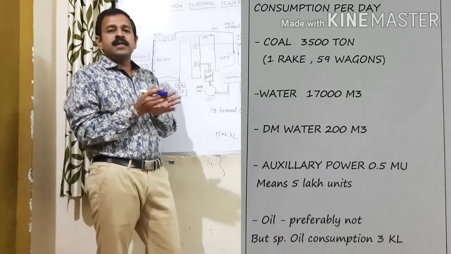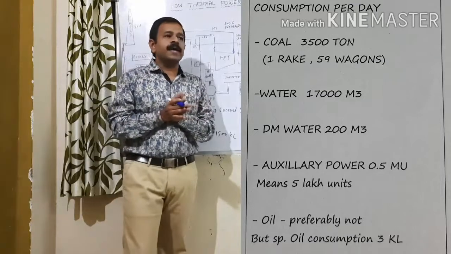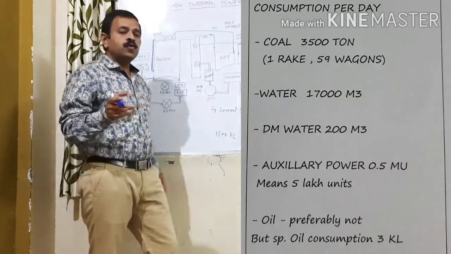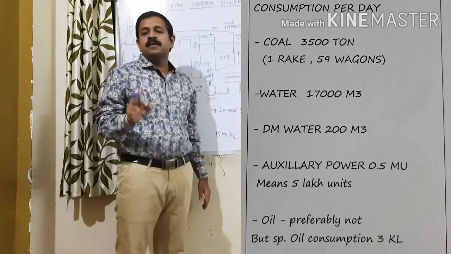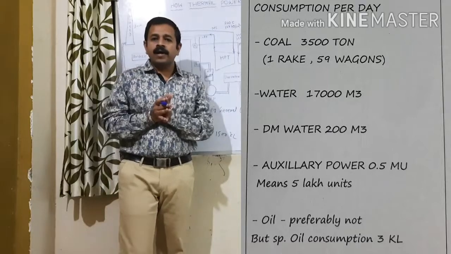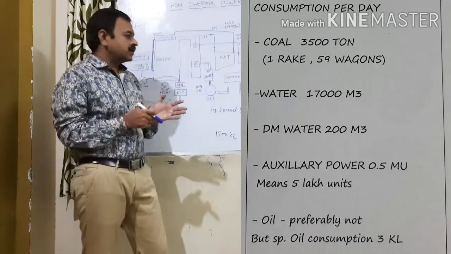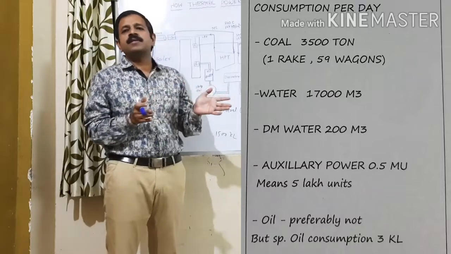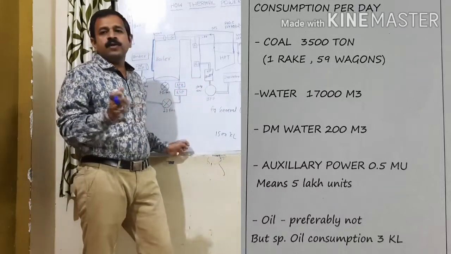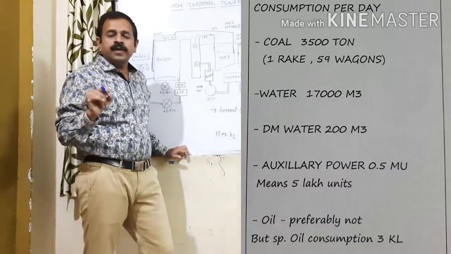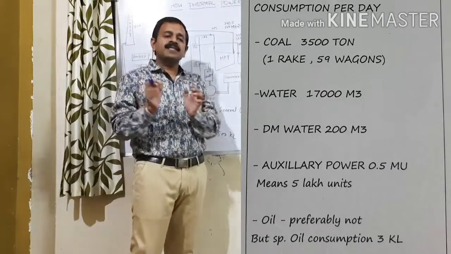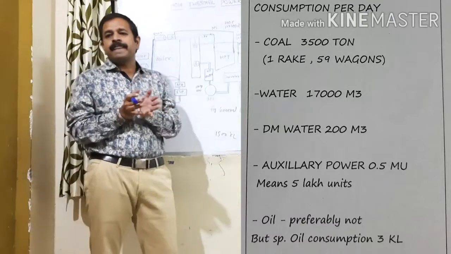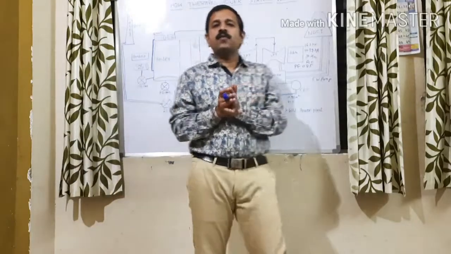Then water, the raw water required is 17,000 m³ for a day. Then the DM water required is 200 m³ for a day. Then we require oil, that is HFO and LDO. Preferably no oil should be required, no oil should be used, but in case of emergency or for light up rolling, you can use oil. That oil should be 3 kL maximum per day. This is the specific oil consumption. Okay, so these are the requirements.